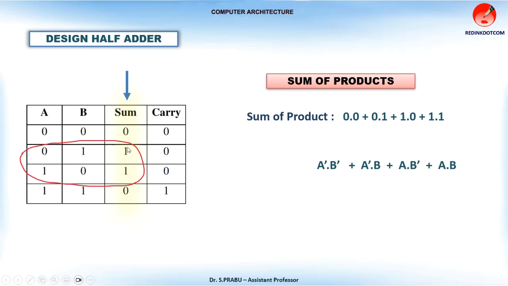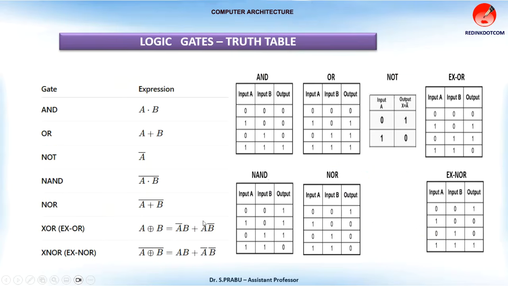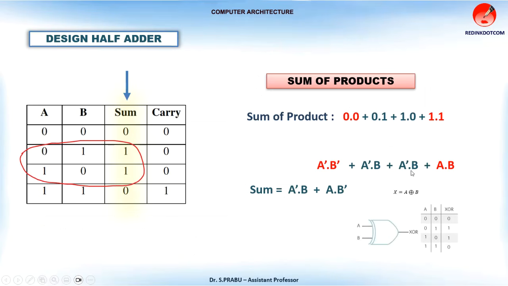For these minterms, I consider these two rows only. So I ignore the first and last value. So sum equals A dash dot B plus A dot B dash. This is the expression for sum. The next step is to simplify this expression by means of either Karnaugh map or Boolean algebra. In our syllabus, we only deal with Boolean algebra, so you just ignore the K-map concept. For this sum, the expression A dash dot B plus A dot B dash is the same as the XOR gate. So instead of this, you can write the XOR expression. So sum equals A XOR B.